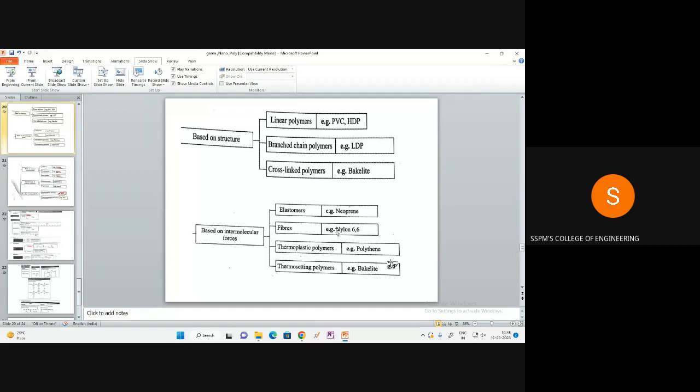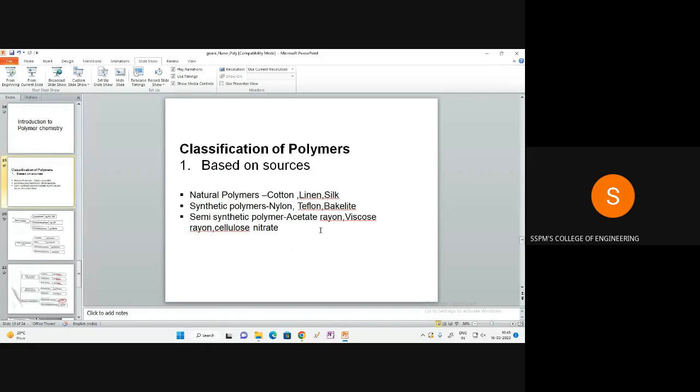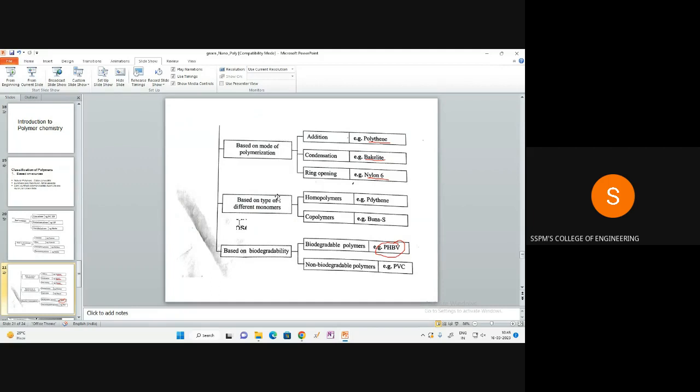You can remember these. First, remember the source of these: they are natural polymers, synthetic polymers or semi-synthetic. Then the structure, then how they form: addition reaction, condensation or ring opening. So nylon 6 is formed by a ring opening reaction. Bakelite is a condensation and cross-linked polymer.